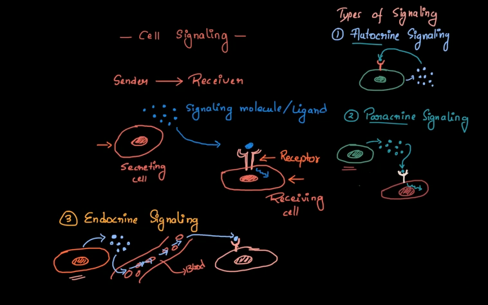And finally, for the endocrine signaling, the cell which is receiving the signaling molecule or is having the receptor for the signaling molecule is far off from the cell which is secreting the molecule. So therefore, this molecule has to get inside the bloodstream, and eventually through the bloodstream it would go to its site of action, or the cell which is having the receptor for the signaling molecule. So that was the basics of cell signaling and what are its types.